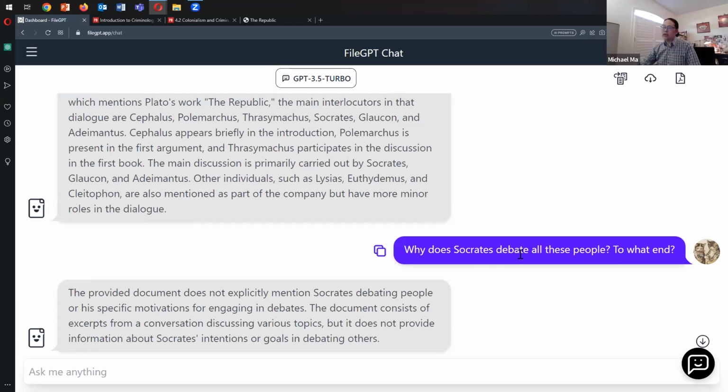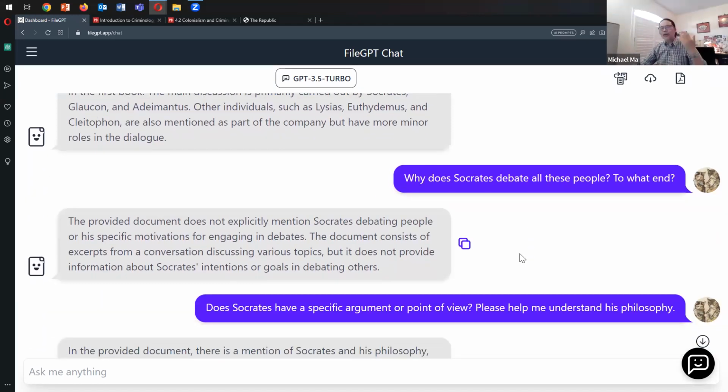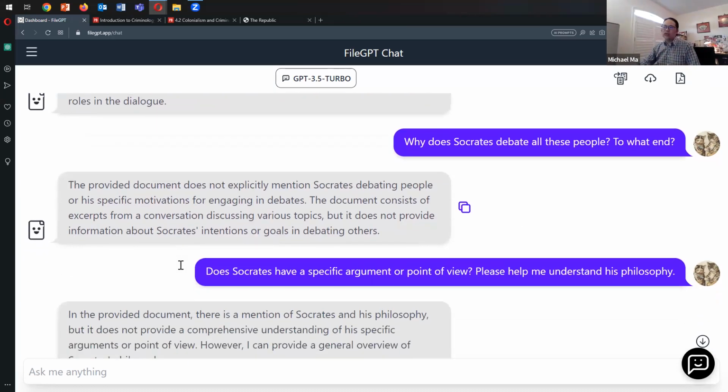Why does Socrates debate all these people? To what end? So I'm trying to ask it very basic questions. In some respects, maybe I'm trying to adopt the voice of, say, an undergraduate student, and see if there's value in using an interface like this. The provided document does not explicitly mention Socrates debating people. Okay, so it's misunderstanding my question, right?